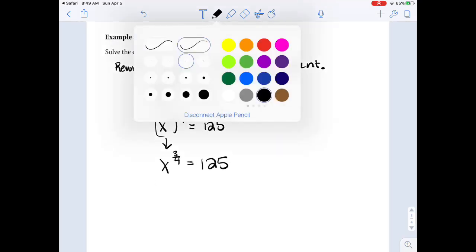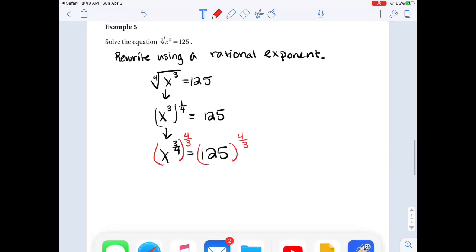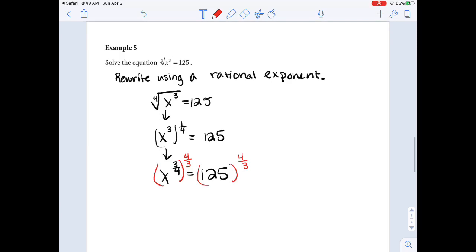So we're going to do the same thing we did in the other problem. We're going to raise it to its reciprocal power to get x alone. So if you raise 125 to the 4/3 power, we would get x equals, so if I type this in, I would get x equals 625. And that's it.